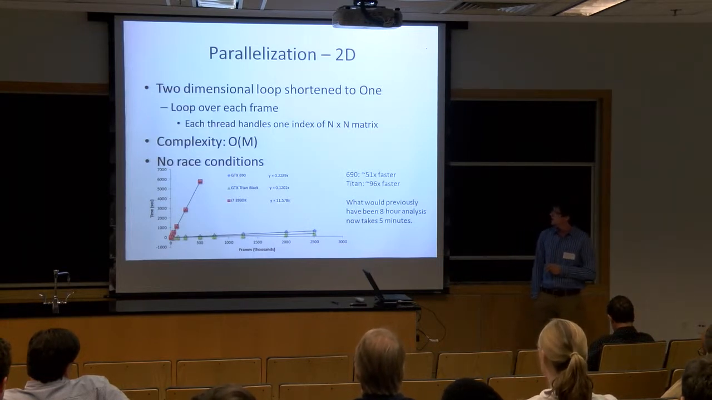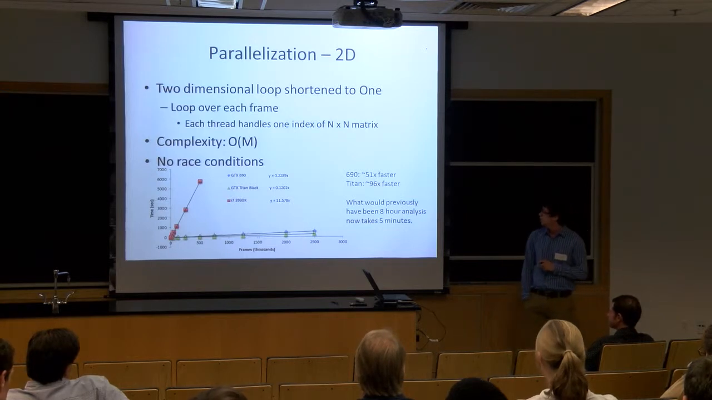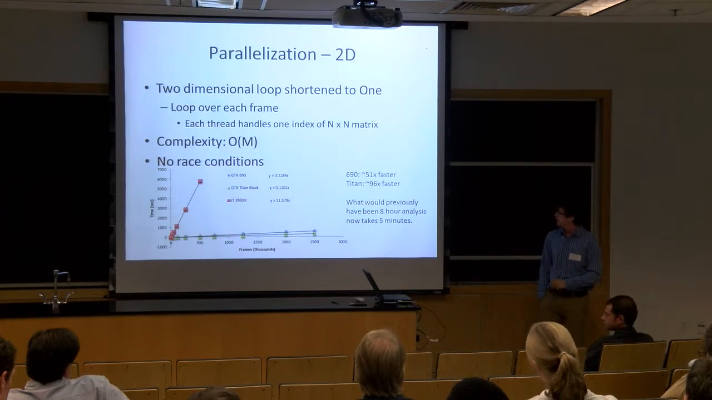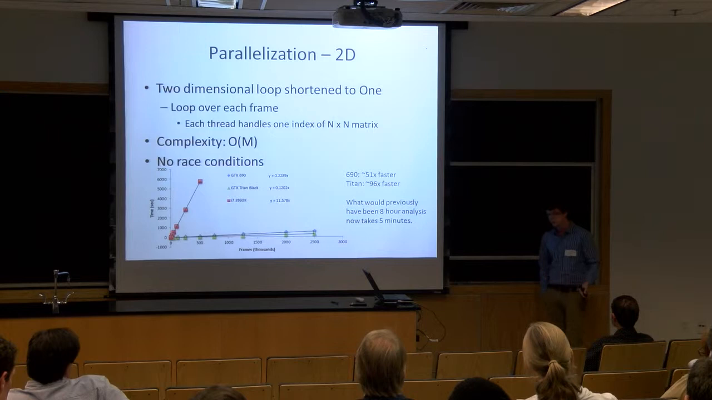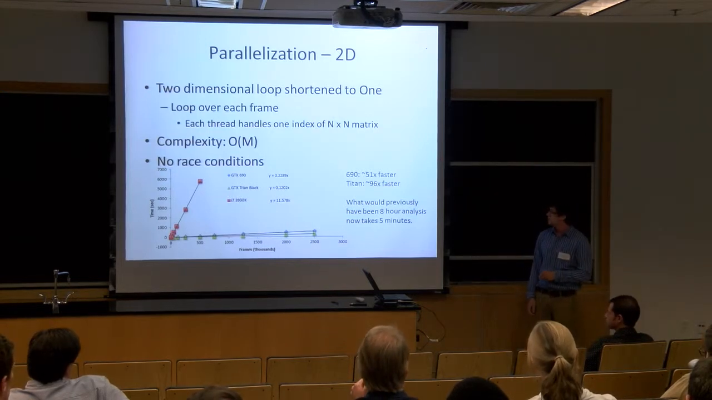The 690 takes about 0.228 seconds per 1,000 frames. It's about 51 times faster. And the new Titan cards are about 96 times faster than the CPU code. But I really want to get just over the 100 mark. I want to get those triple digits.